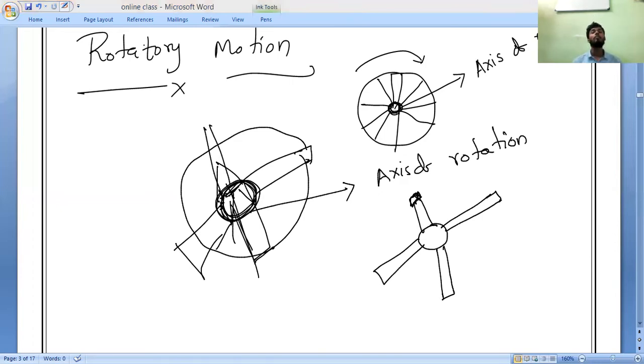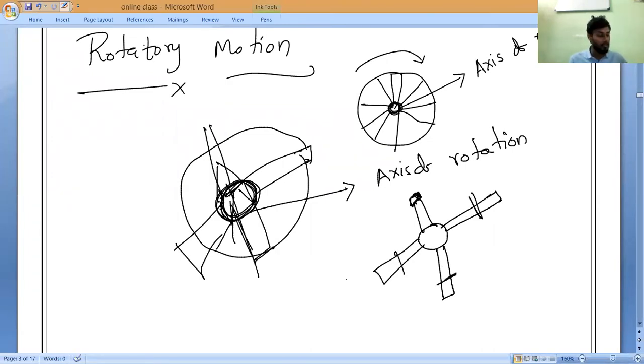Rotatory motion. A body cannot be treated as a point, and all the particles move simultaneously. Is it that when you switch on, only one wing rotates, then the second after 2 minutes, the third after 5 minutes? No, sir. When you switch on, immediately every part of the body is rotating.